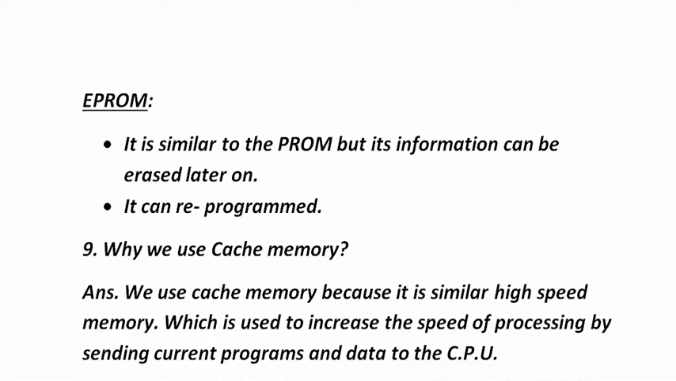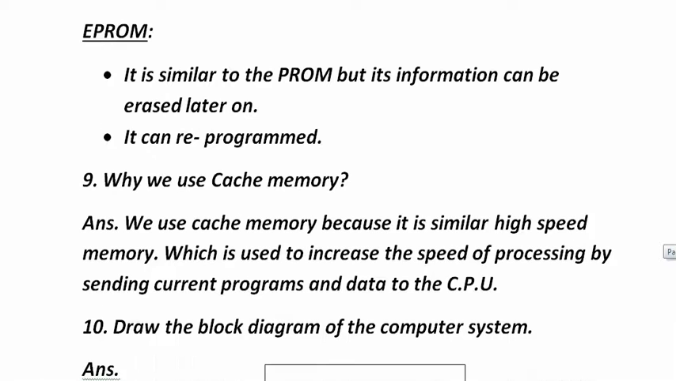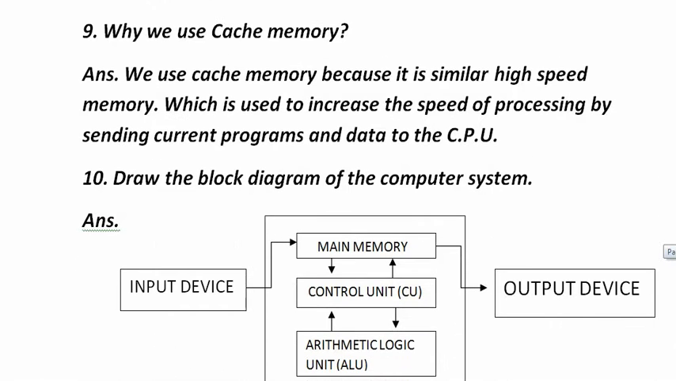The next question: why do we use cache memory? We use cache memory because it is a similar high-speed memory which is used to increase the speed of processing by sending current programs and data to the CPU.